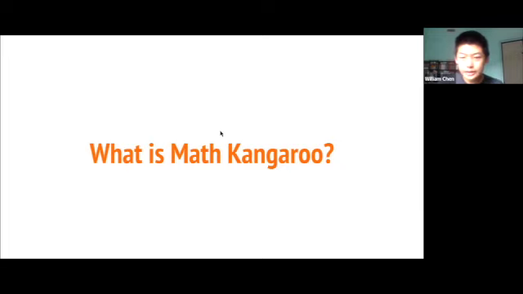This means that 1st grade and 2nd grade take the same test, 3rd grade and 4th grade take the same test, and so on. Math Kangaroo consists of 30 questions. It is separated into three parts. The first 10 questions are worth 3 points, the next 10 questions are worth 4 points, and the last 10 questions are worth 5 points. Questions are roughly in the order of difficulty.